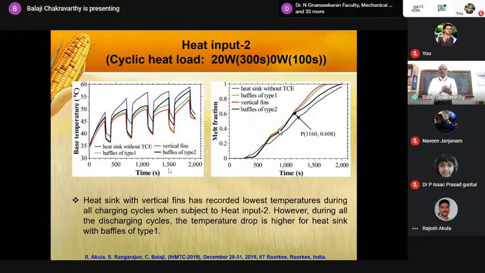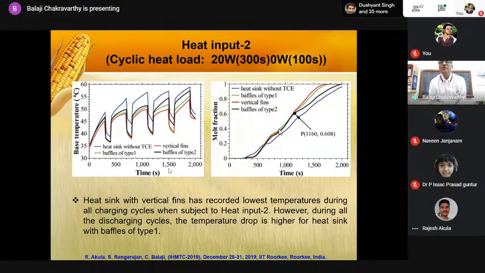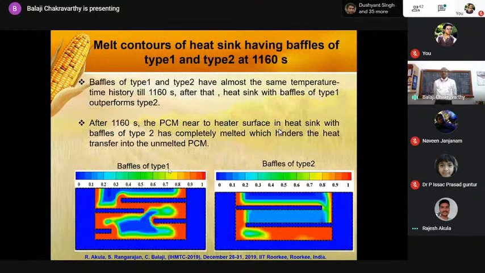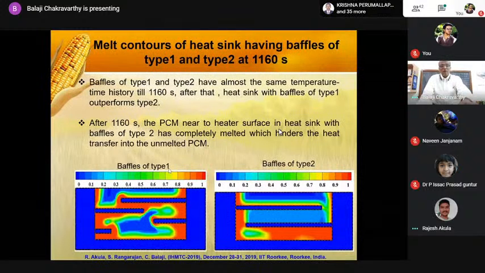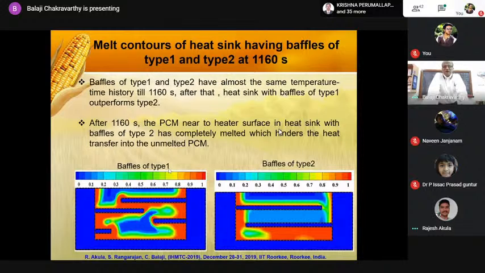However, during all the discharge cycles, with baffles, the blue is very good. So that is the whole thing. Now this is some additional supporting evidence, based on calculations. Please look at what the contours are. 0 to 1 means it's a liquid fraction.